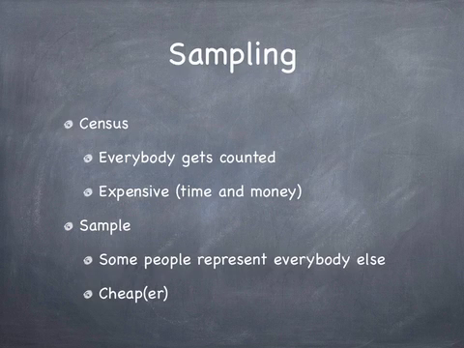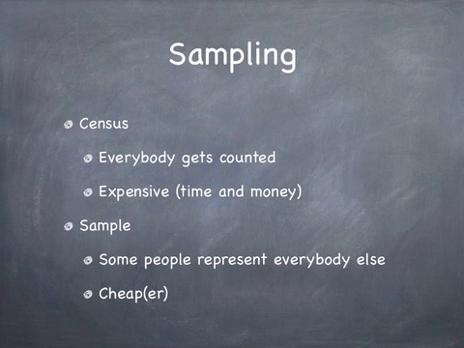And there are two ways that people can go about getting data. You can take a census, which is where you talk to absolutely everyone. We try and do this in the United States every 10 years. It's mandated by the Constitution that a census is taken where we count the number of people in the United States. And the count is supposed to be absolutely everyone.